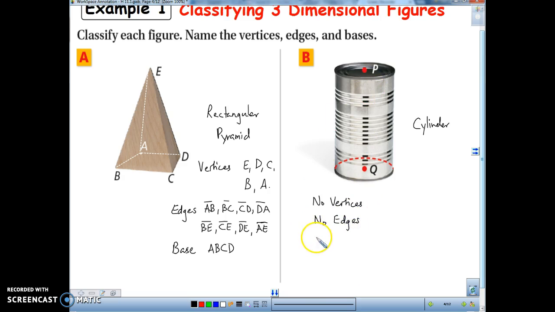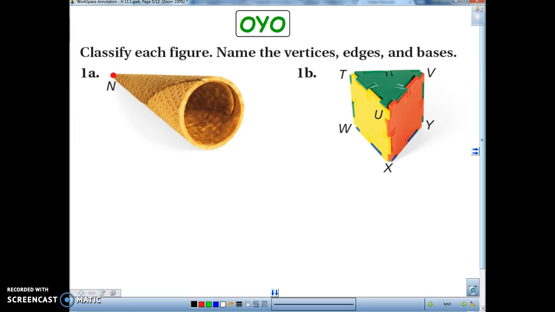We have circle P at the top and circle Q at the bottom. Those are our only two faces. The side of the can, we call that the lateral side, and that's not technically a face because it's curved. All right, so I'll give you a second to classify each of these on your own.